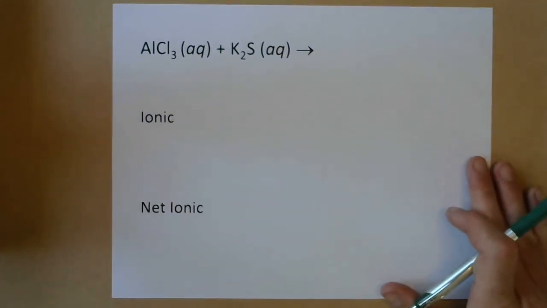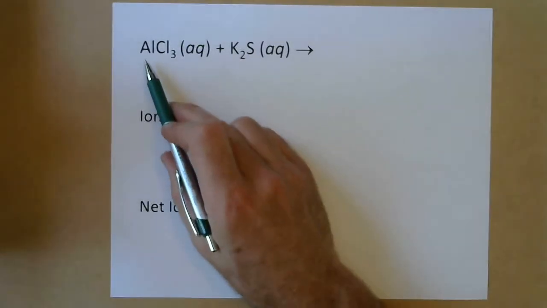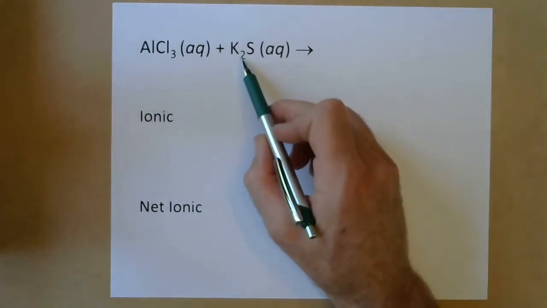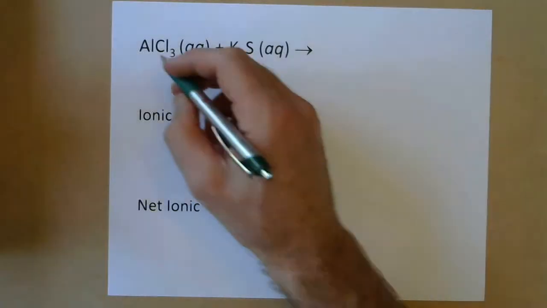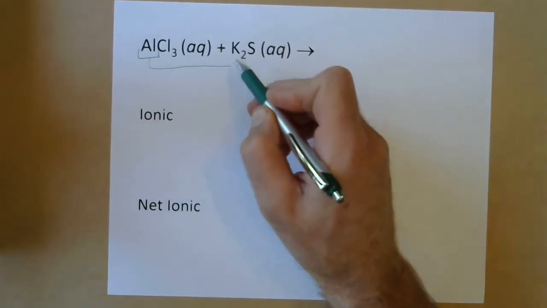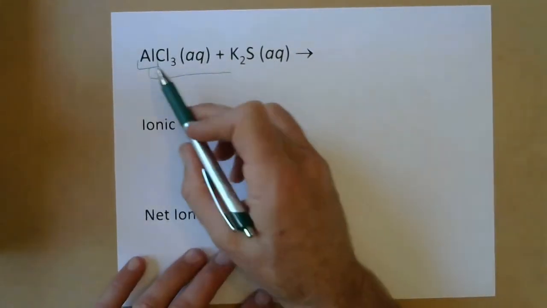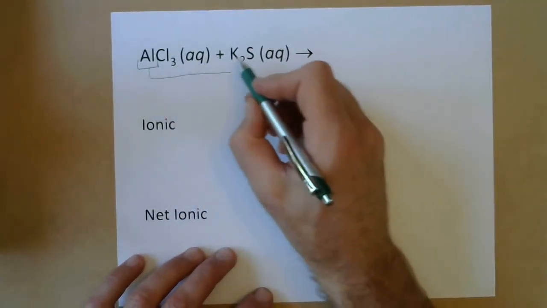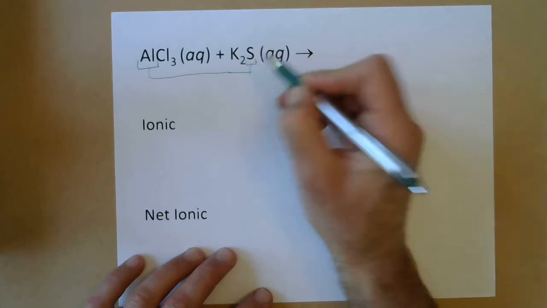Let's do one more example. This one is with aluminum chloride and potassium sulfide. All right, so let's put these together. The aluminum can't pair with the potassium. It has to pair a metal with a nonmetal, or a cation with an anion. So these two are going to pair up.